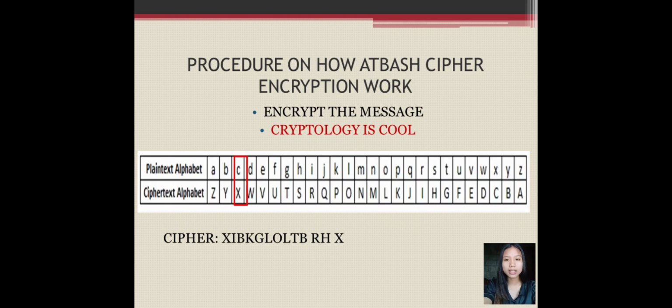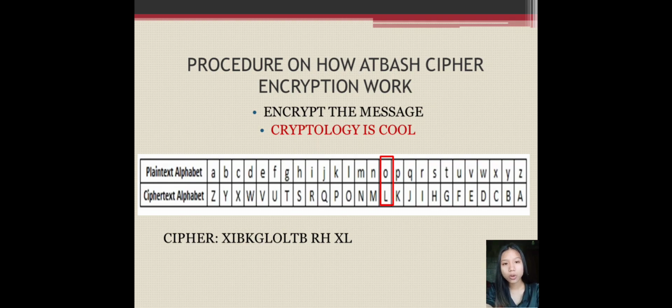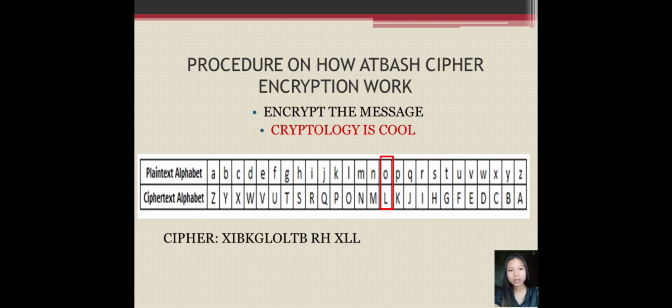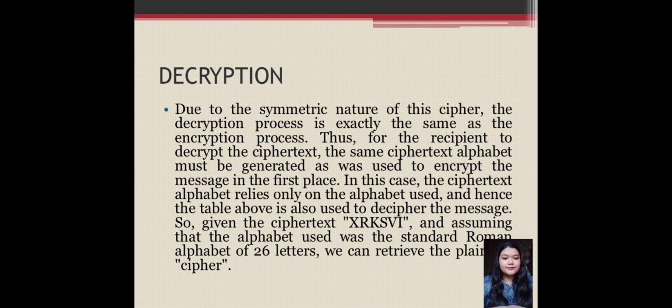The plaintext C ciphers to X, so the encrypted letter is X. The plaintext O ciphers to L, so the encrypted letter is L, and again O ciphers to L. Plaintext L ciphers to O, so the encrypted letter is O. So, the encrypted text of the plaintext cryptology school is XIBKGLOLTBRHXLLO.